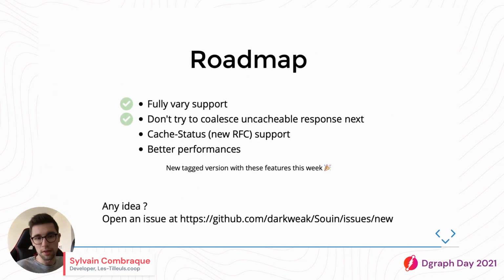So what's next in Souin? There will be full support of Vary. It required a deep refactoring of stored keys, and it took some time to achieve that. And we worked on the fact that Souin shouldn't try to coalesce requests on an endpoint that already returned a private cache directive. These features are already available on the master branch.